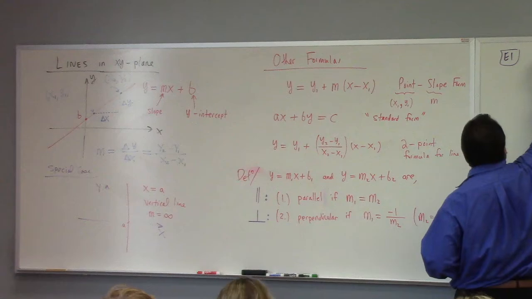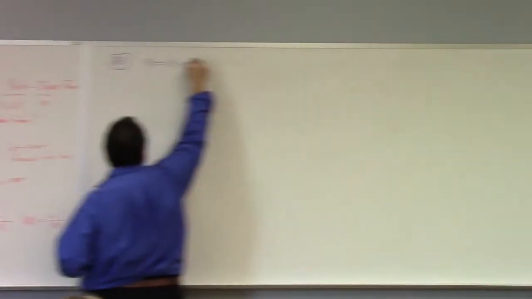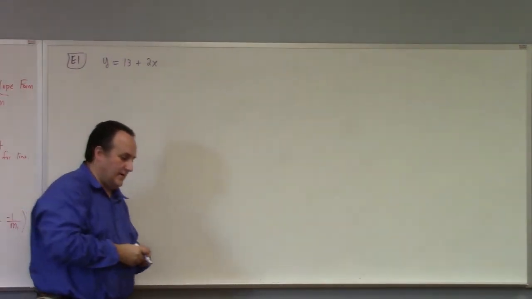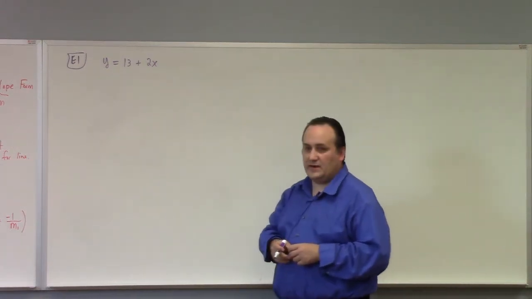So let's see here. I'll start us out real easy. y equals 13 plus 2x. All right. What are the slope and what's the y-intercept?